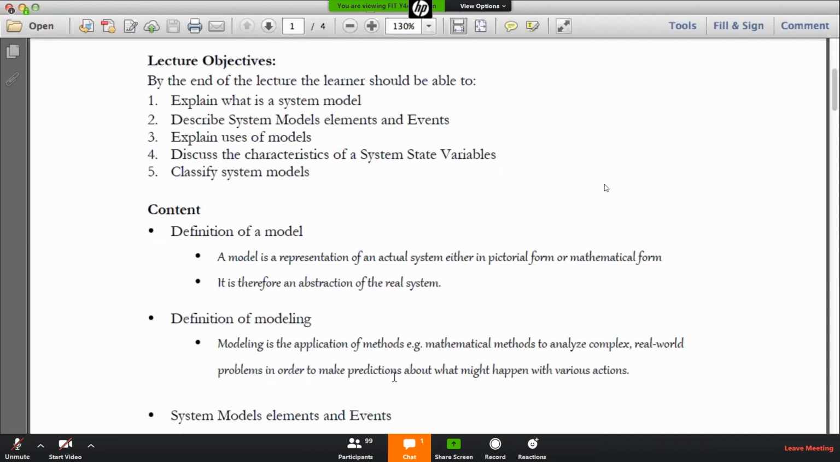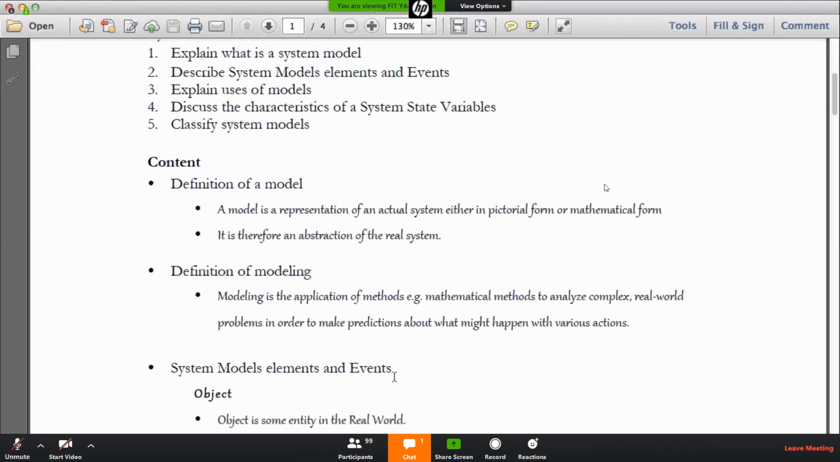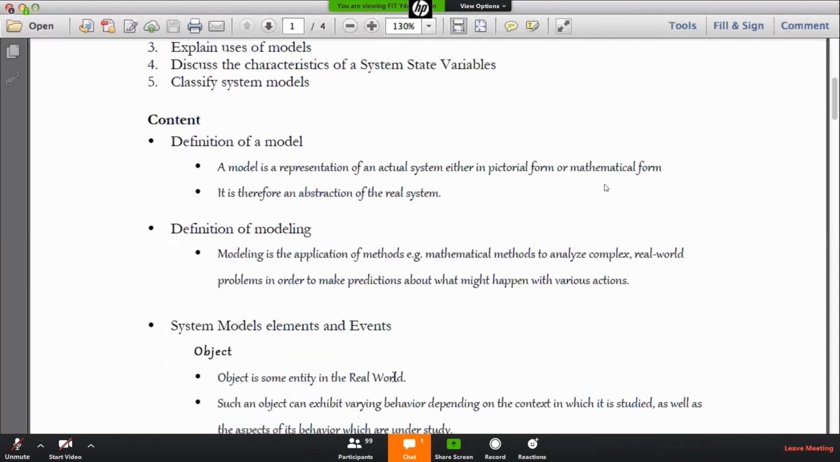And therefore, to be able to do modeling, there are fundamental things that one needs to know, which we now call system model elements and the events. So elements are not the same as events. So we want to look at what are, essentially, the components of a model.